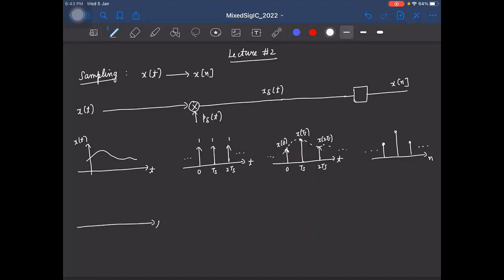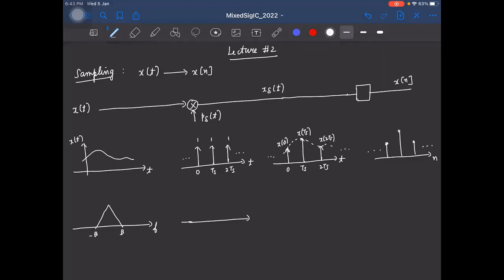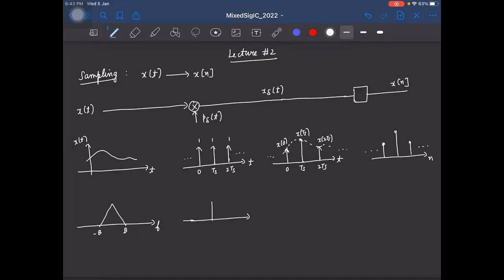So let's say x of t has a spectrum x of f that is band limited from minus b to plus b. Well, we saw that the frequency domain representation of the impulse train, that is the Fourier transform of the impulse train, will again be an impulse train, and the impulses will be located at multiples of fs. Right? In the time domain, we see that we are multiplying x of t with p delta of t. Right? So in the frequency domain, the spectrum will convolve.